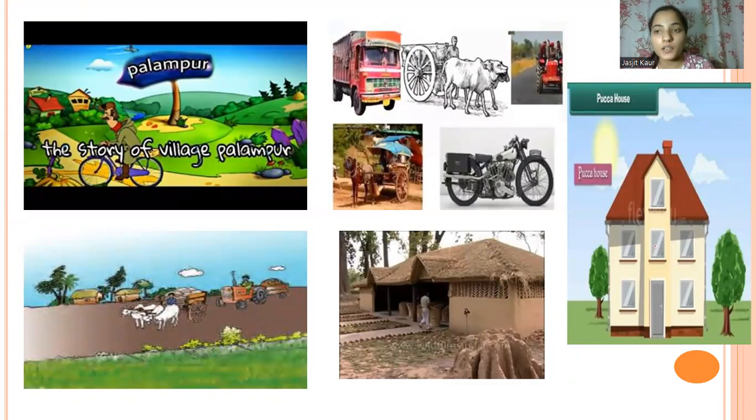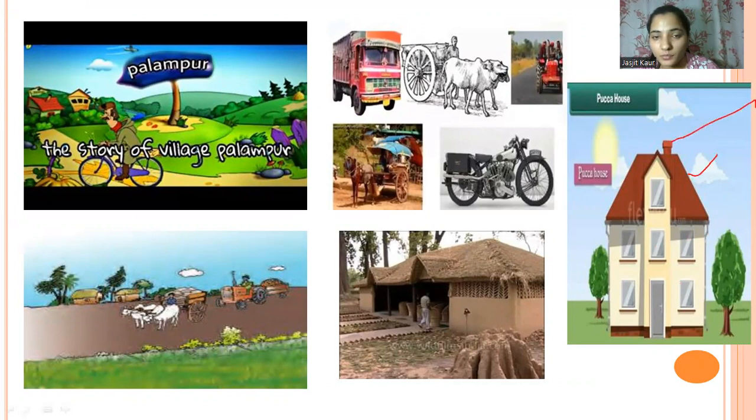Moving forward, here I have pasted certain pictures for you. You have to observe these pictures and tell me what different things you are able to see. You can write your observations in the comment section. Then I will be reading them out, to see whether you have observed correctly.